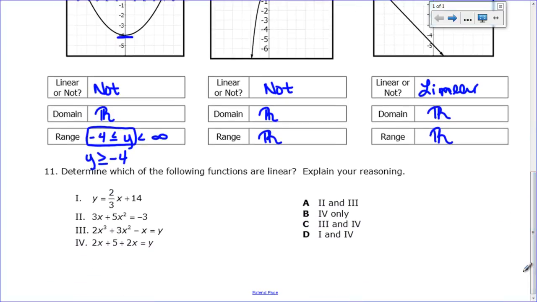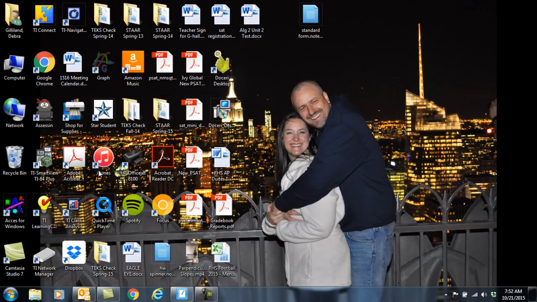So this last question here says to determine which of the following functions are linear and explain your reasoning. Well, the easiest way to do this is to grab your calculator, and we need to graph these on our calculator, and then just look at them. So if you will go find your calculator, I will get mine out, and then we'll go through this together.